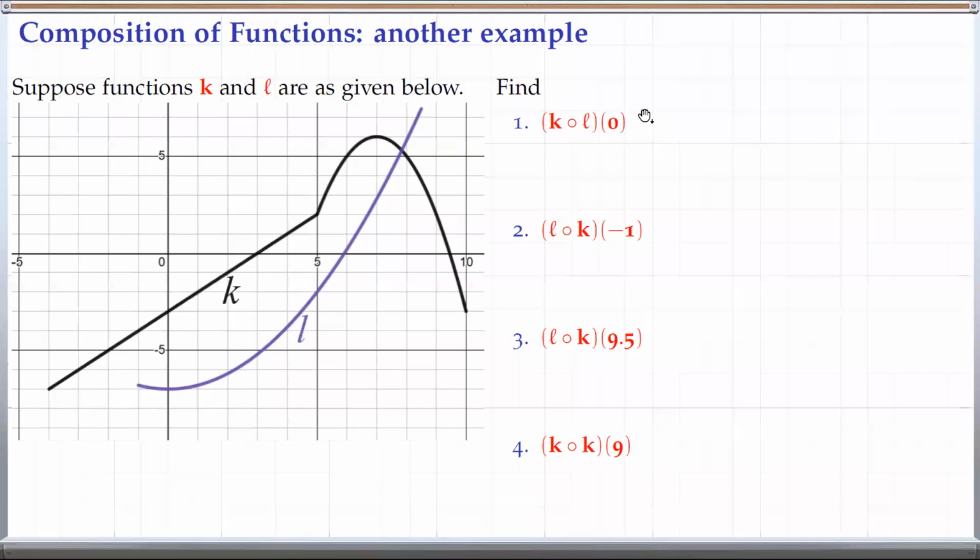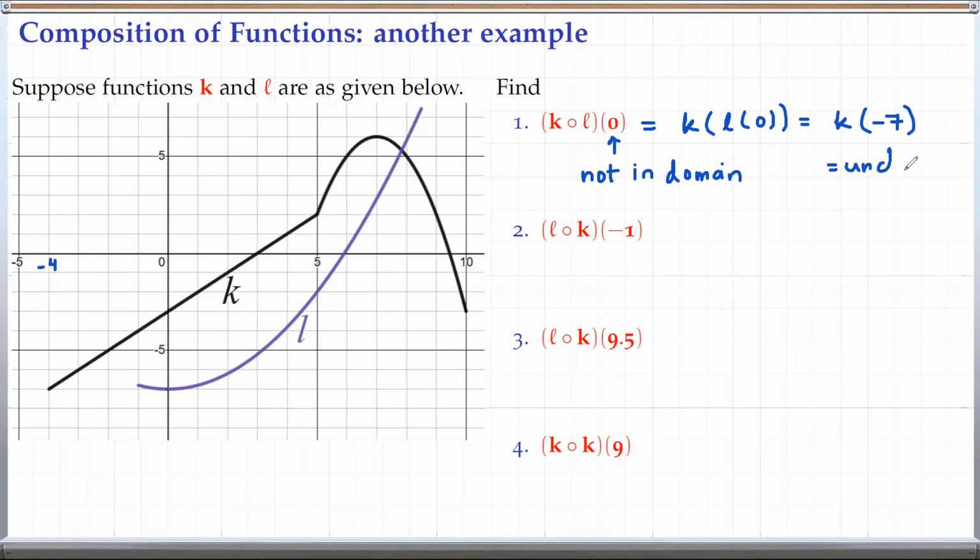Here is another example. Here we are given two graphs, K and L, and we want to find these compositions of K and L. So K of L of 0 is K of L of 0. We can write this way. L of 0 is negative 7. So K of negative 7. So we need to look for value of k when x is -7. X is -7 is outside this graph, and the graph of k doesn't go beyond -4, x equals -4. So this is outside the domain. That means this 0 is not in domain of the composition. This is undefined because this is outside the domain.